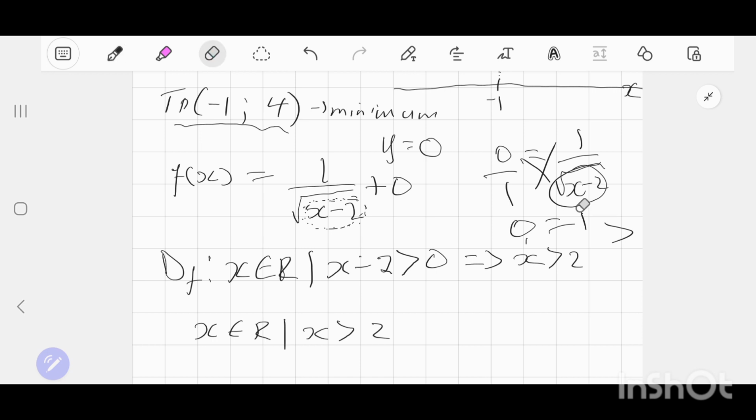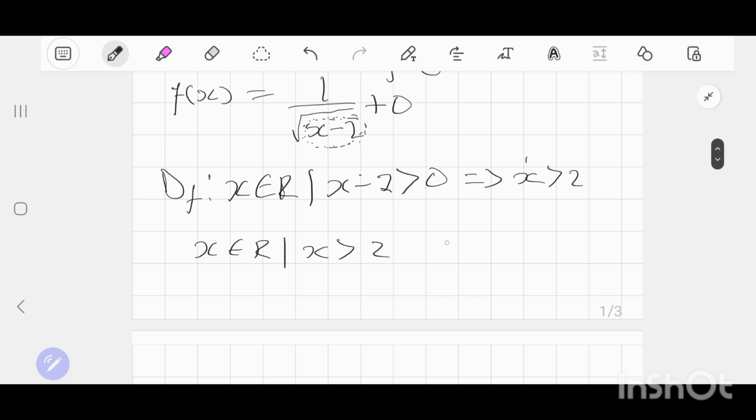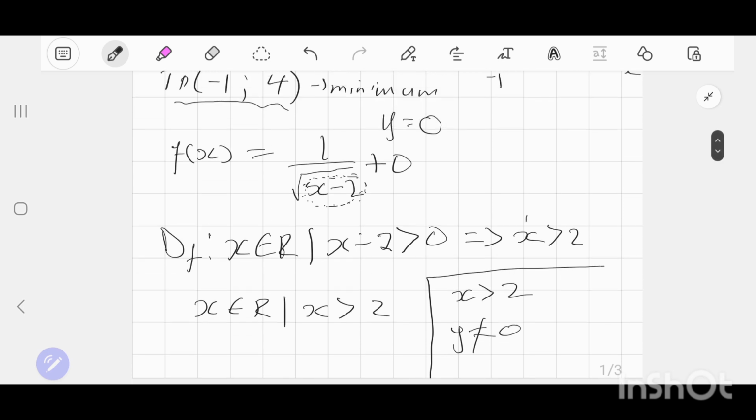So in this case, we know that our y cannot be equal to zero. So we have two restrictions coming out. The first restriction was our domain: x must be greater than 2. And this is our domain.